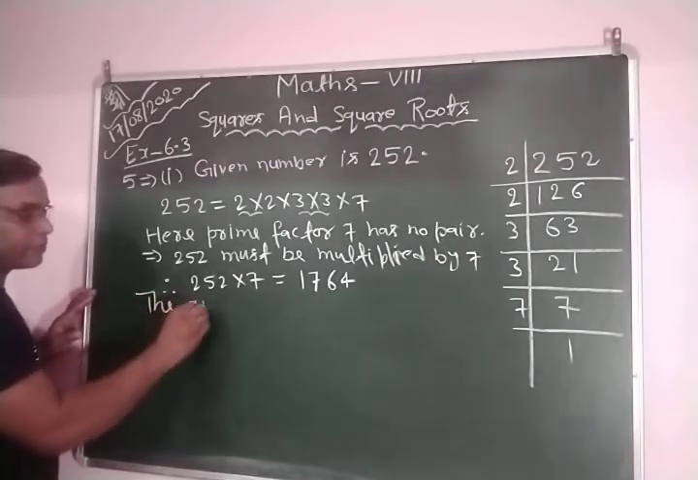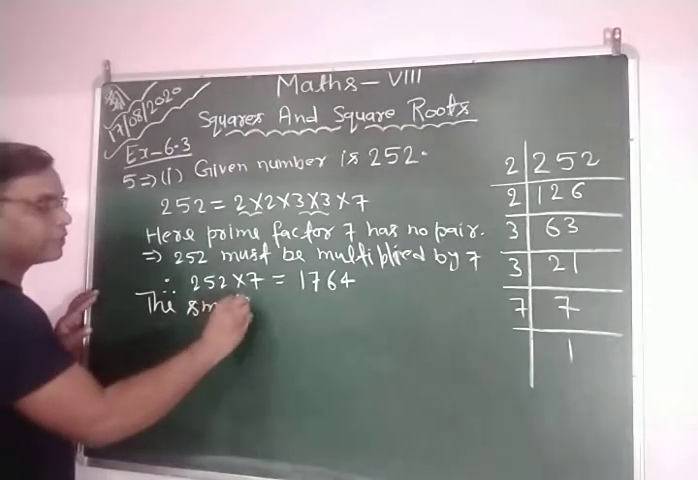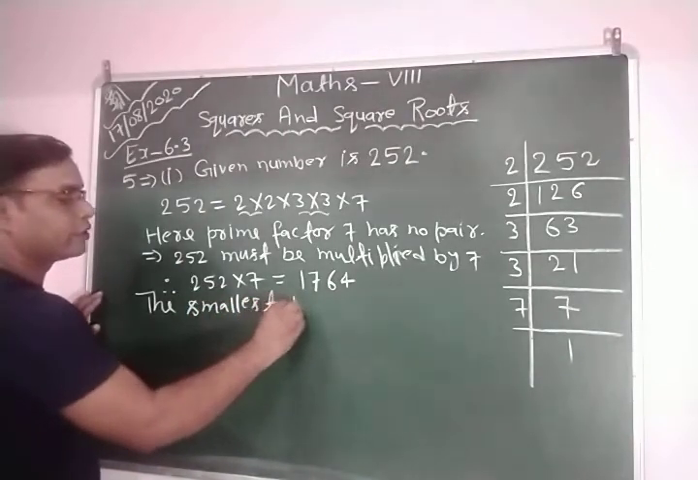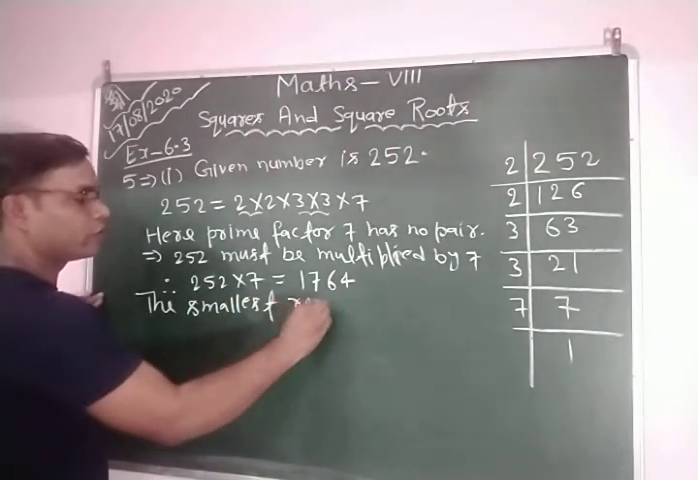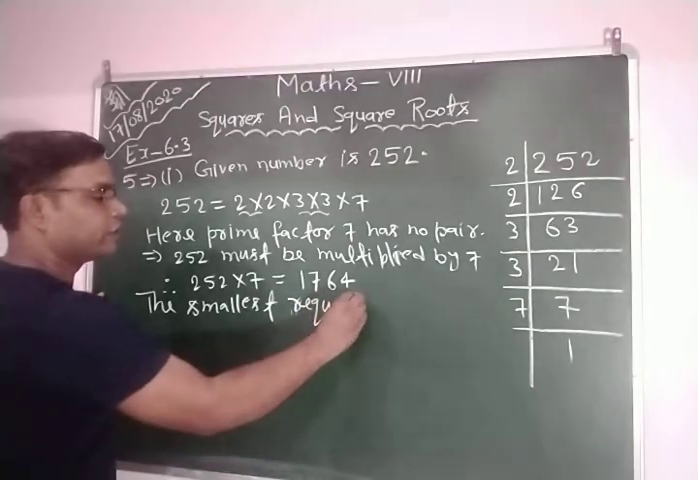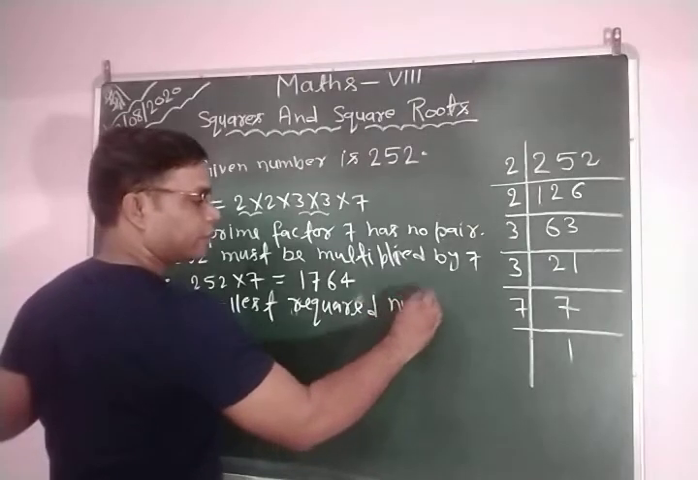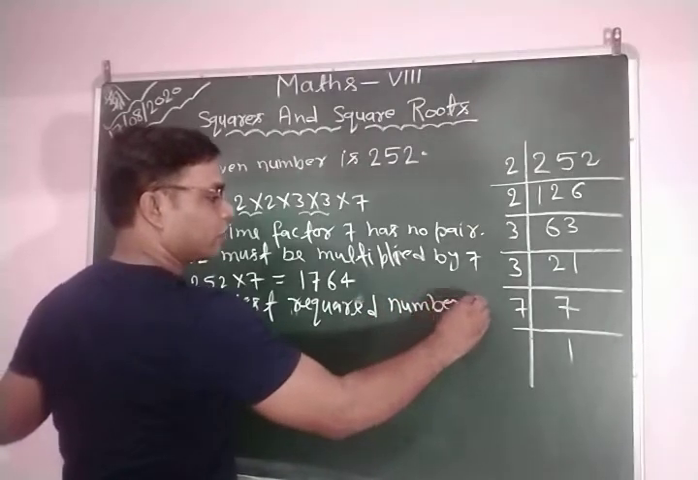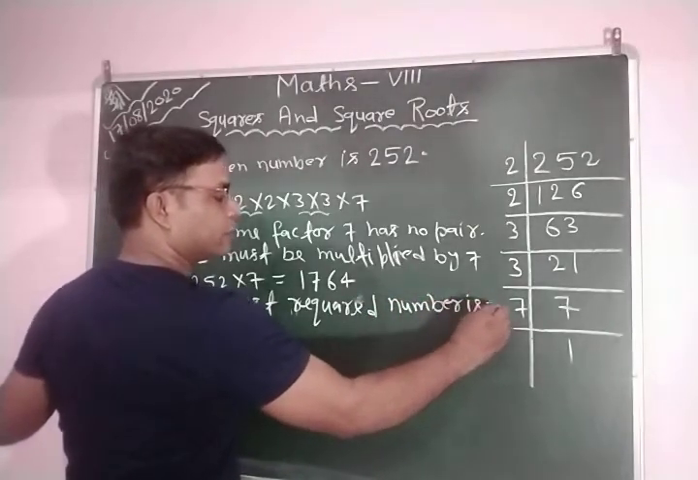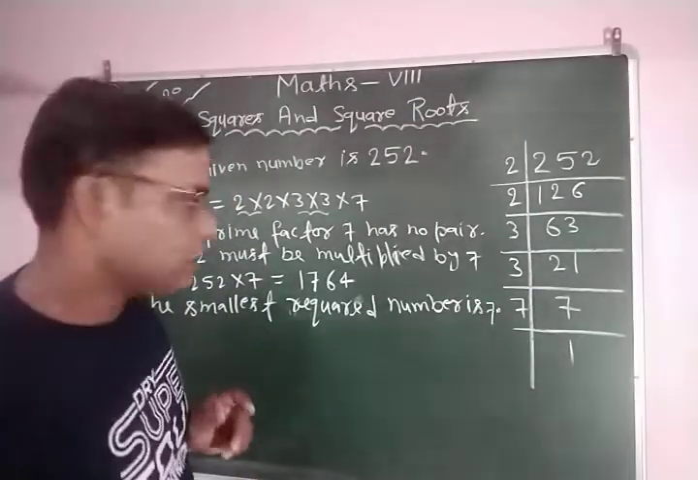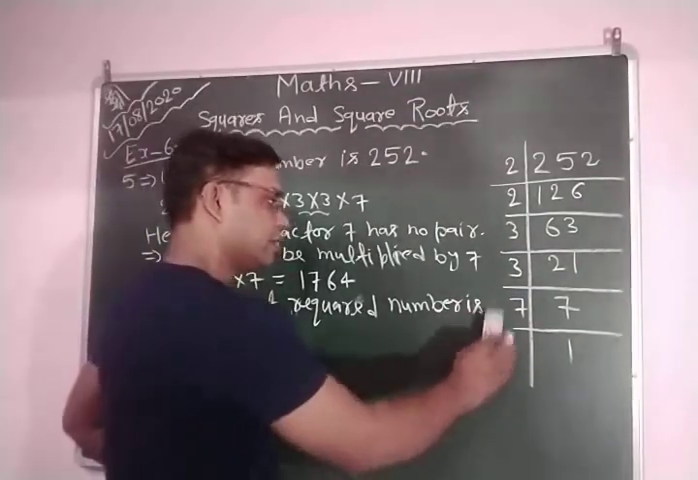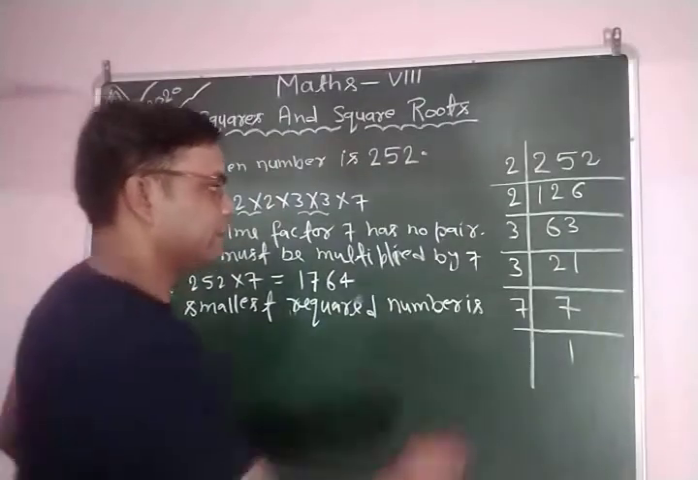Okay, here you can write: the smallest required number is 7.